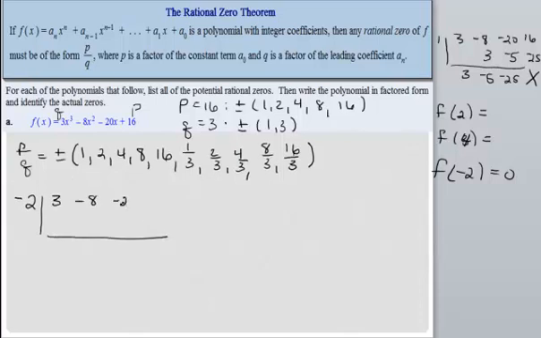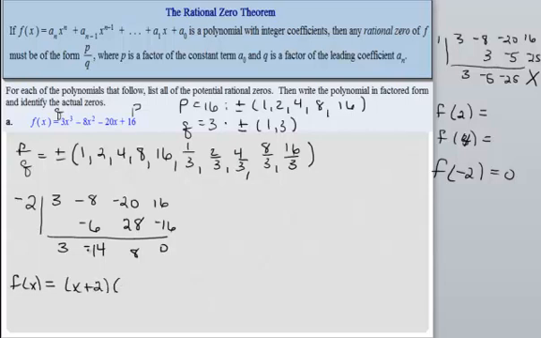3, negative 8, negative 20, 16. Bring the first one down and multiply. Add, multiply, add, multiply, add. Now we knew this needed to be 0. If it didn't, then I would have done something wrong. So right now we have f of x is equal to x minus this number and this line, so 3x squared minus 14x plus 18.